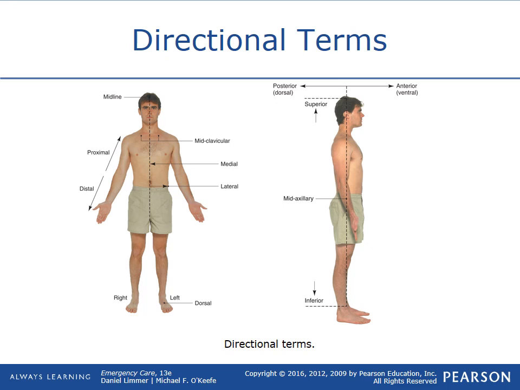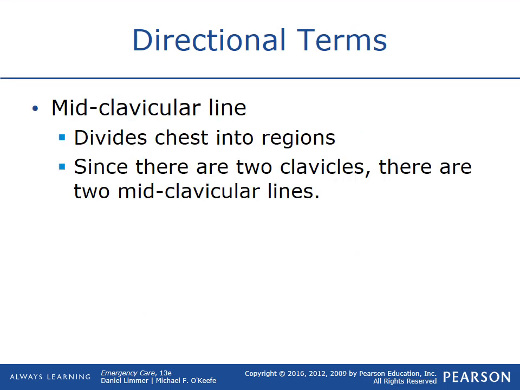And then the mid-axillary line divides the body into front and back, front being anterior or ventral, and the back being posterior or dorsal. Dorsal and ventral are used in reference to in front of, like the trachea is in front of the esophagus, so the trachea would be ventral to the esophagus. And then top and bottom is superior and inferior. The midclavicular line divides the chest into regions. Since there's two clavicles, there are two midclavicular lines.